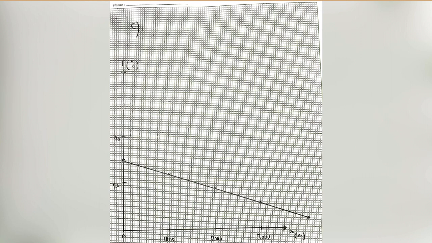On the horizontal axis, 2 cm is equivalent to 1000 meters, while on the vertical axis, every 2 cm represents 20 degrees Celsius. Next, we can start plotting the points. After we finish plotting the points, we connect all the points in a straight line, and that's how the graph is formed.